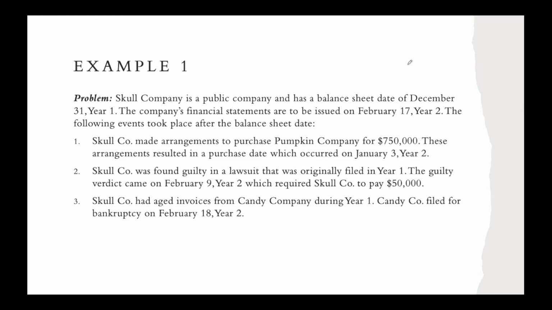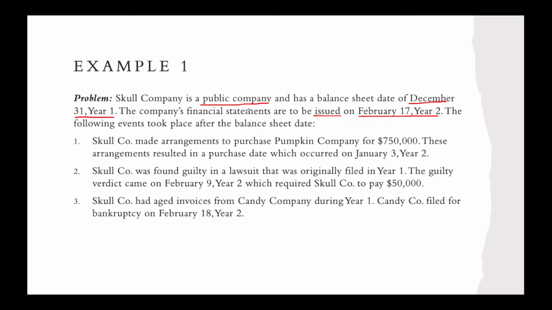So within the problem, first you just want to take a look at when the balance sheet date is, which gives us a balance sheet date of December 31st, year 1. It's the first thing you should be looking for. Next, since it's a public company and the financial statements are issued on February 17th, year 2, remember, we're going to use the issue date when it comes to public companies, and available to be issued when it comes to private companies.